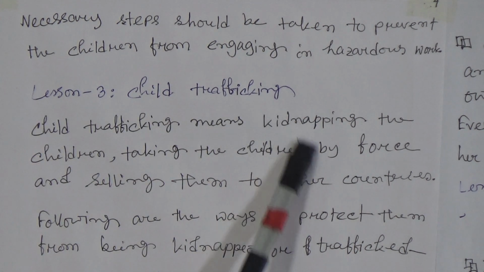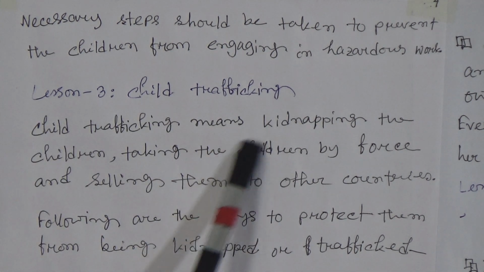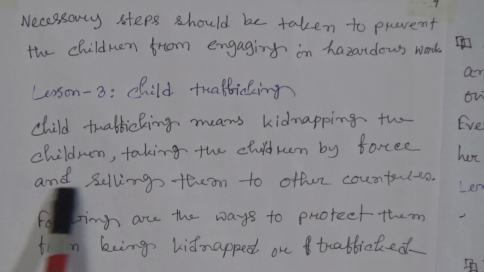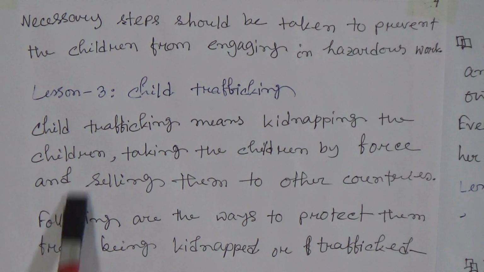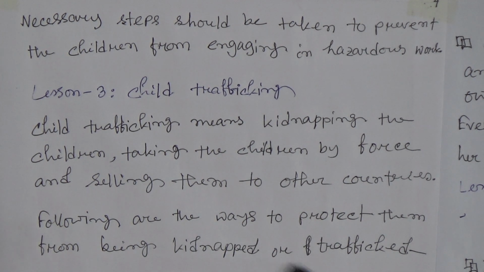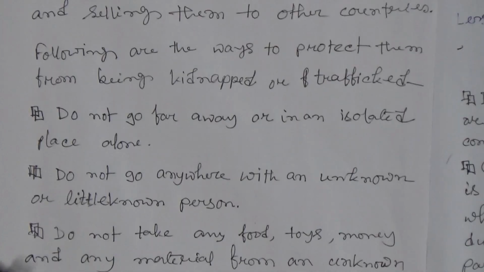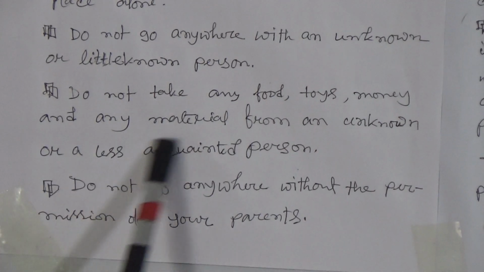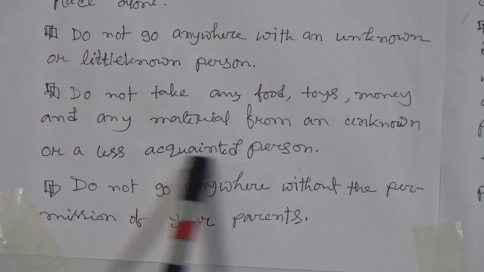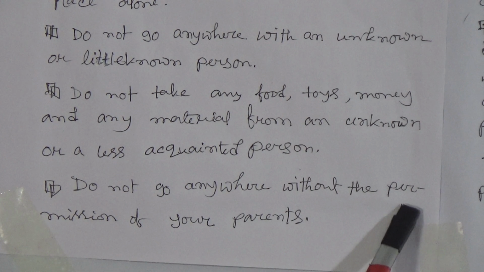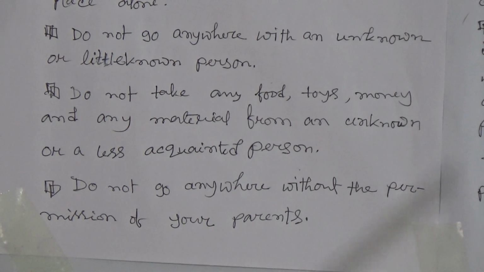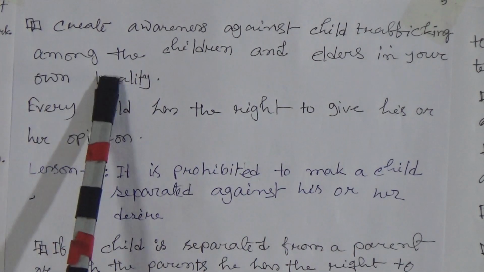Now lesson 3, child trafficking. Child trafficking means kidnapping children, taking them by force and selling them to other countries. Following are the ways to protect them from being kidnapped or trafficked. Do not go far away or to an isolated place alone. Do not go anywhere with an unknown or little known person. Do not take any food, toys, money or any material from an unknown or a less acquainted person. Do not go anywhere without the permission of your parents. Create awareness against child trafficking among the children and elders in your own locality.